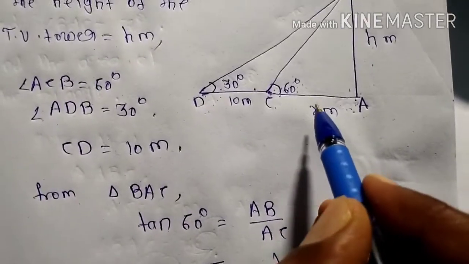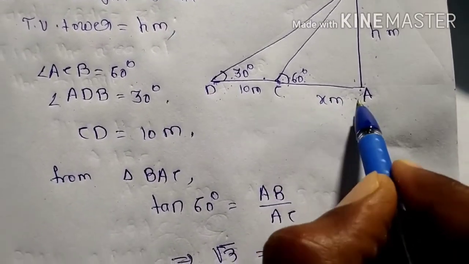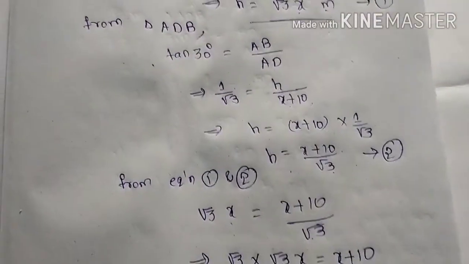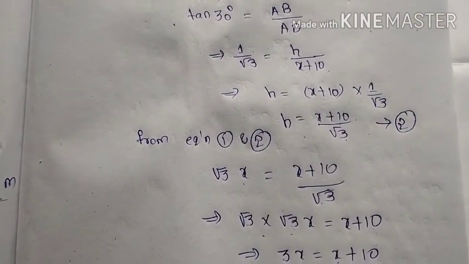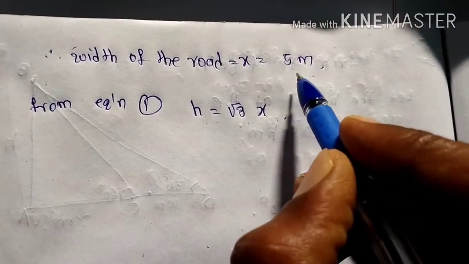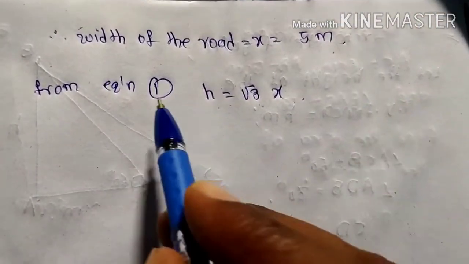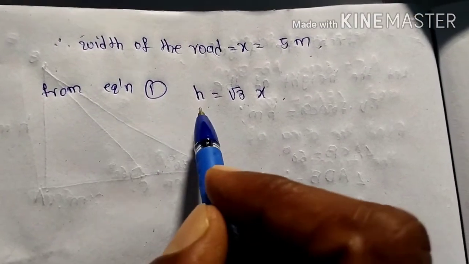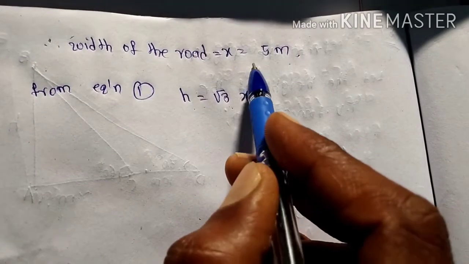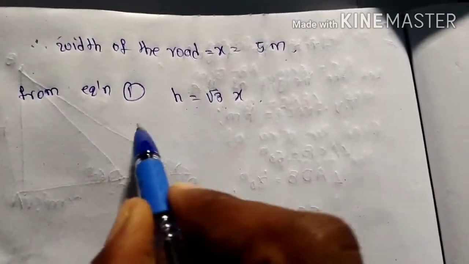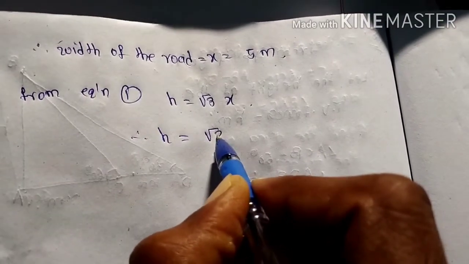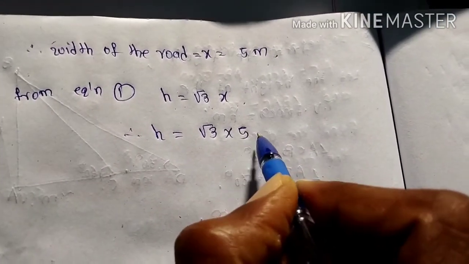What is the x value? X means the width of the road. Width of the road is 5 meters. Therefore, width of the road x is equal to 5 meters. Next, from equation 1, height of the tower is root 3 into x. Just substitute the value of x, which is 5 meters. Therefore h is equal to root 3 into 5.